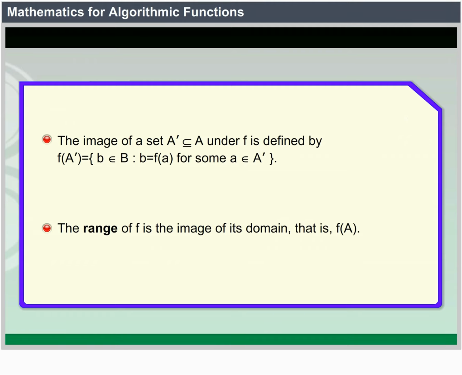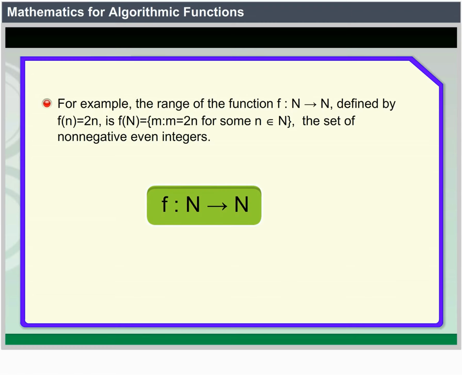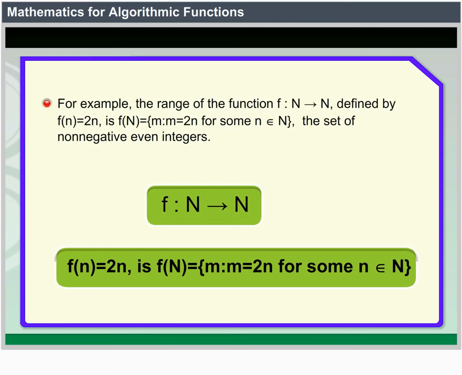For example, the range of the function f such that N → N, defined by f(n) = 2n, is f(N) = {m such that m = 2n for some n ∈ N}, the set of non-negative even integers.